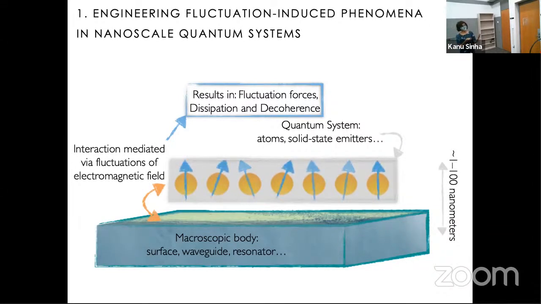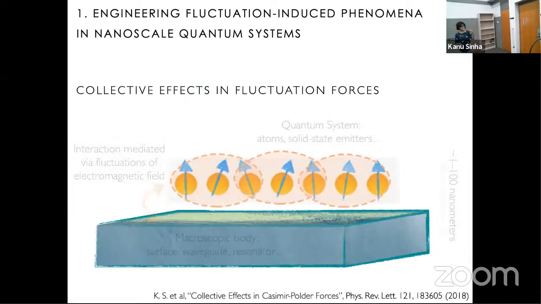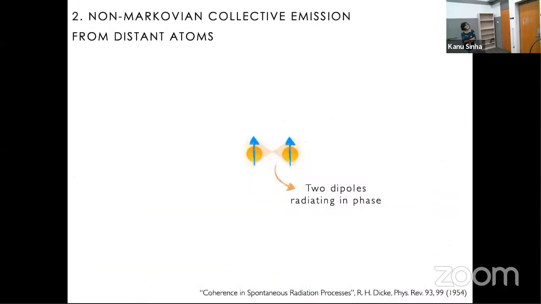More specifically, I'll tell you about how one can potentially use collective effects in emitters to modify fluctuation forces. Okay, and in the second part of my talk, I'll discuss non-Markovian effects in collective spontaneous emission between distant atoms. So just to briefly remind ourselves, what do we mean by collective spontaneous emission?